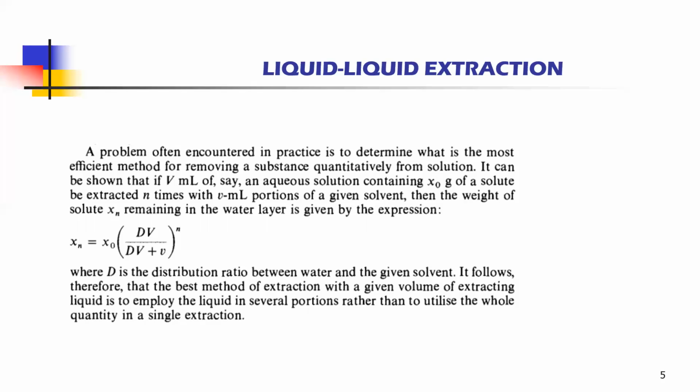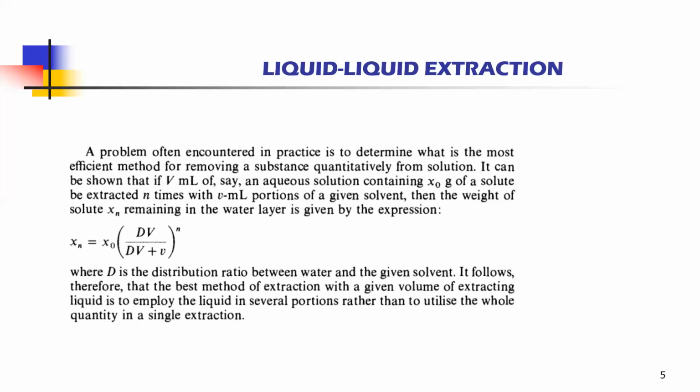So that can be given by x0 in bracket, capital D, that is the distribution ratio we are considering, into capital V, that is the volume of the aqueous phase we are using, and small v is the volume or portion of solvent used for extraction. For example, if we are extracting with 5 ml of organic solvent 2 times, then small v will be 5 ml and n will be 2.